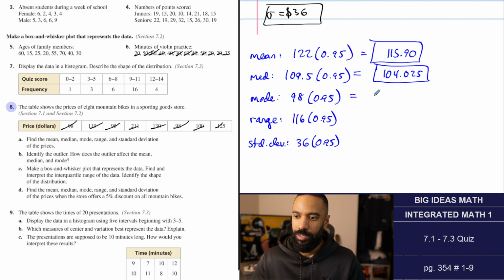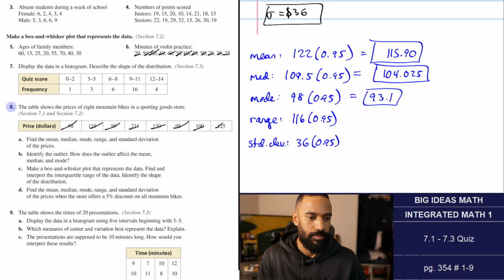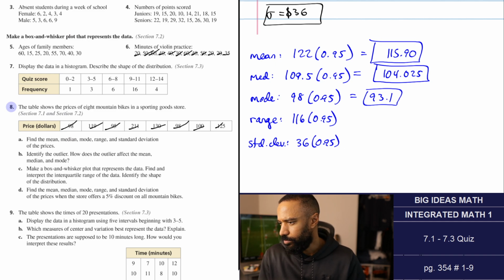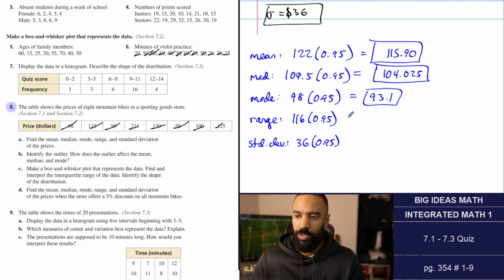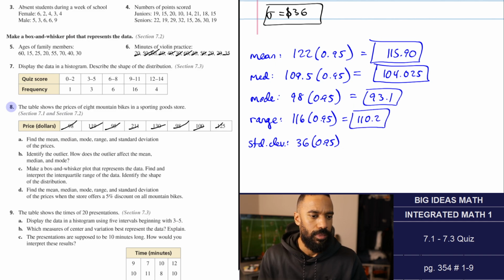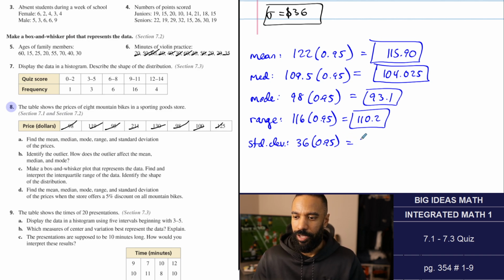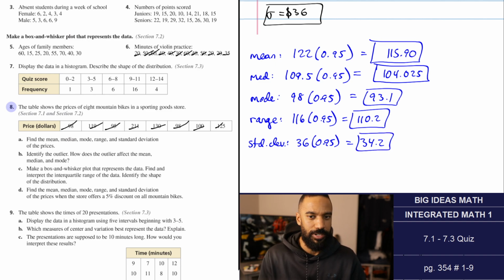98. 93.1. Sorry, I'm typing wrong. 116 times 0.95. 110.2. Then this last one. 34.2. I don't know if I could have got that. Okay. Is that part D? That is part D, yes.